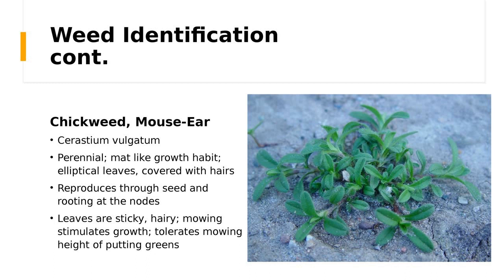Cerastium vulgatum. It's a perennial. It grows in a mat-like growth habit. It's got elliptical leaves that are covered with hairs, and you can see the hairs on those leaves. So it's a good indication that you're dealing with mouse ear chickweed. It reproduces through seeds, and it also roots at the nodes. The nodes would be where those leaves are. If that's touching soil, it can root out from there and continue to spread.